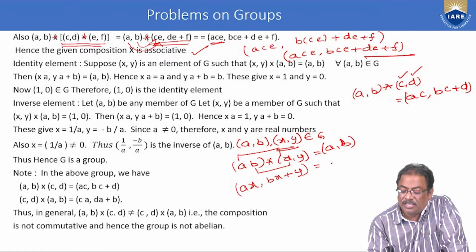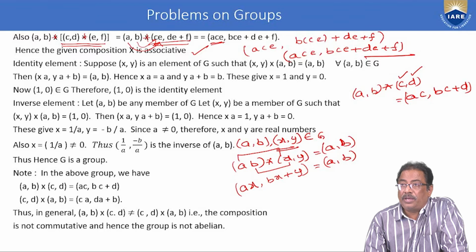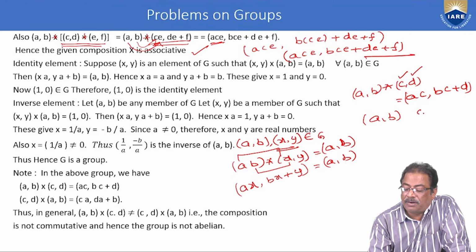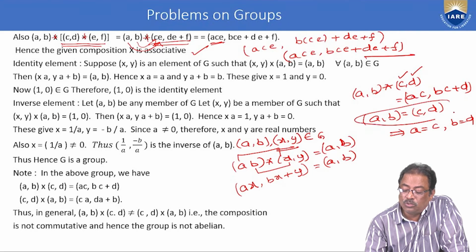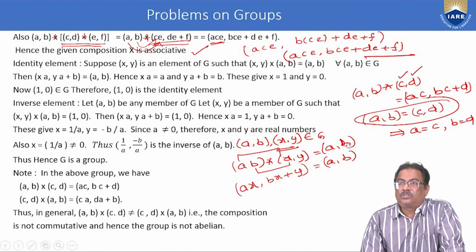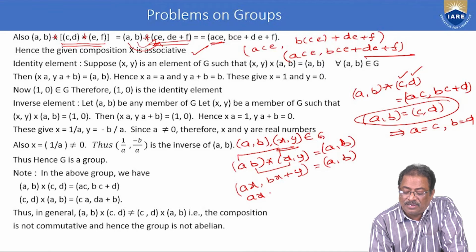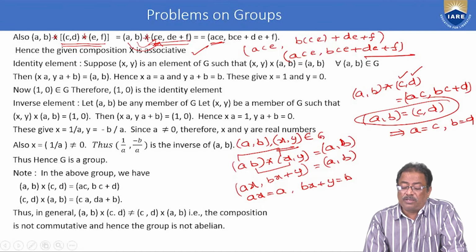So this is equal to (A, B). Two ordered pairs are equivalent when, taking (A, B) as one ordered pair and (C, D) as another, A is equal to C and B is equal to D. In the same way here, since the ordered pairs are equivalent, AX must be equal to A and BX plus Y must be equal to B.